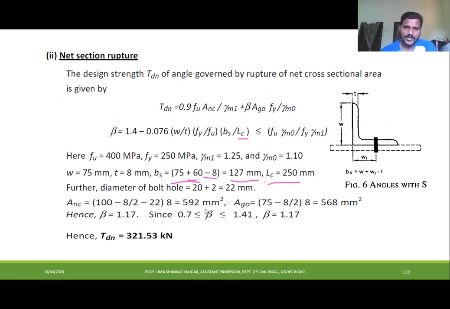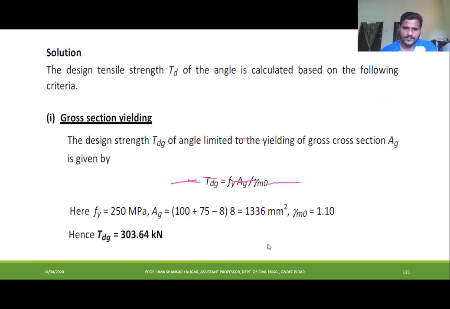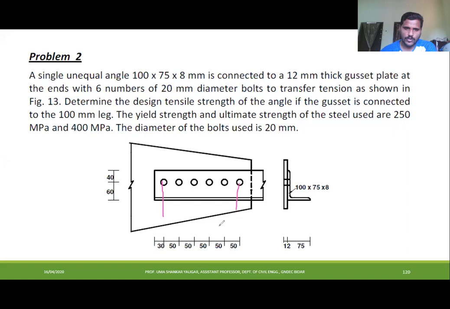Then if you want to calculate this, once again you go here. You want to calculate from this bolt to this bolt distance. We know the pitch is 50, 50, 50. In total, from here to here, it will be 50 into 5 times, so we get 250 mm.